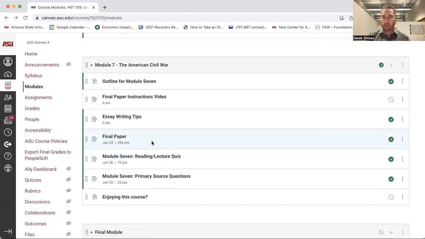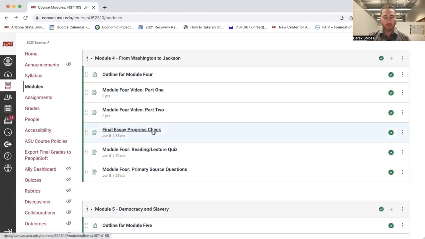There's another assignment that's related to this assignment, and that's the final essay progress check. You can see that on your screen here. The final essay progress check is going to be due at the end of Module 4, along with the Module 4 reading/lecture quiz and Module 4 primary source questions assignment.